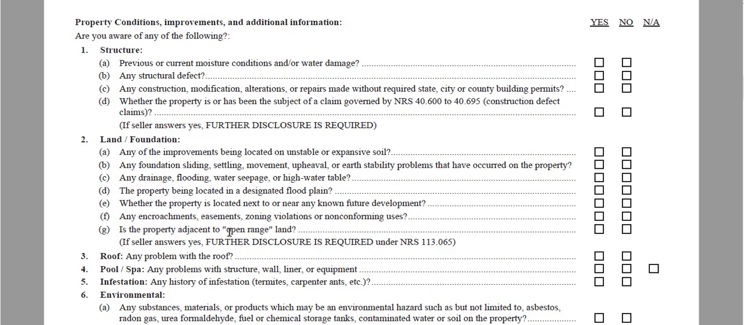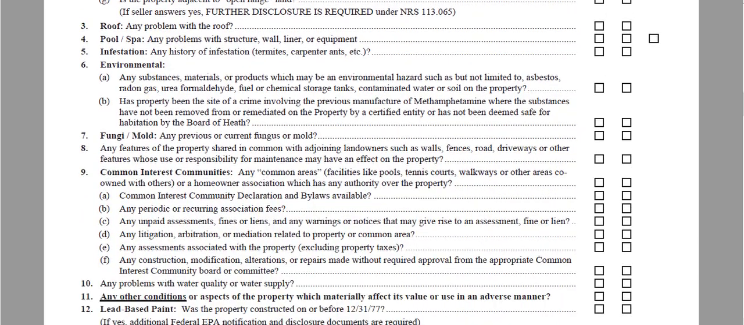Is the property adjacent to open range, which is where you might have cattle grazing? Any problems with the roof? Any problems with the pool? If there is no pool, we would mark NA. And any history of infestation. Hopefully that's a no.